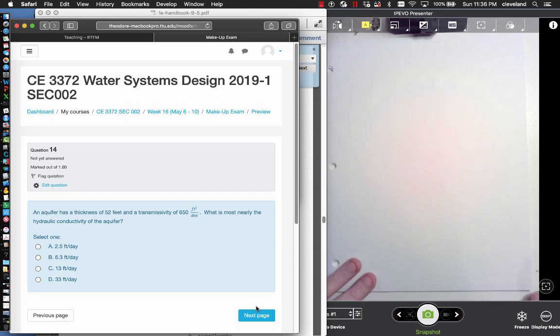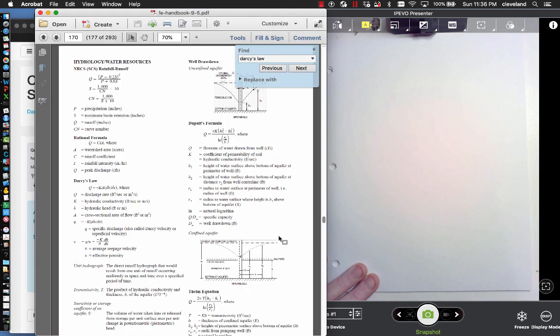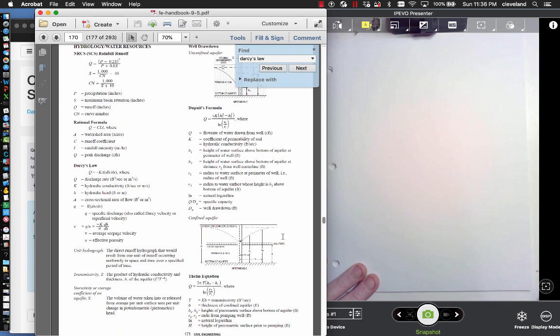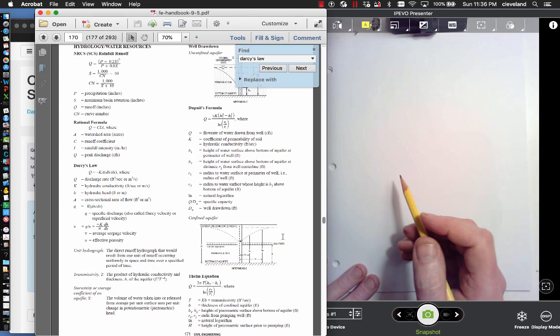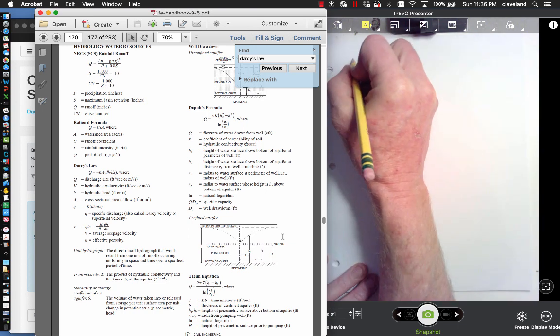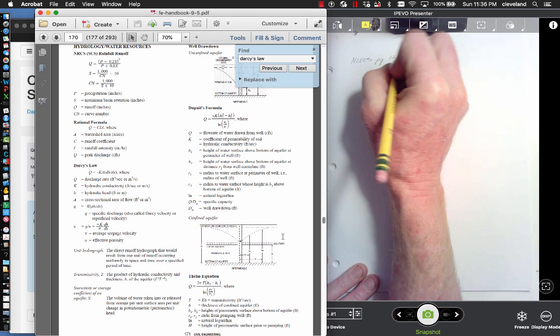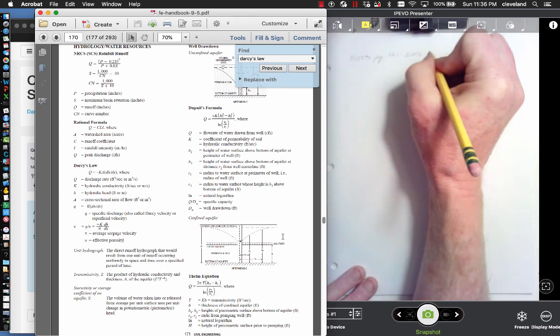The aquifer has a thickness of 52 feet and a transmissivity of 650 feet per day. What's the most likely hydraulic conductivity of the aquifer? That happens to be on the same page, NCEES, page 171, Civil Engineering.